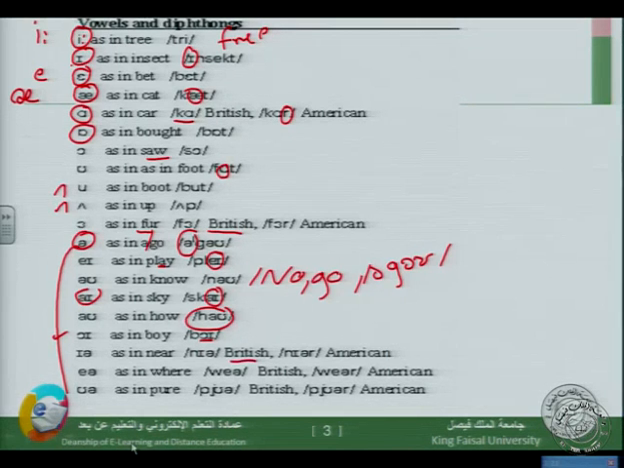Like in the British, here we have now, if somebody asks you which one is the right one, both of them are correct. So don't worry. Don't worry which one is better than the other. There is nothing better than the other. Both of them are correct. So in the British you say near, but in the American, near. The difference is with the R itself, okay?